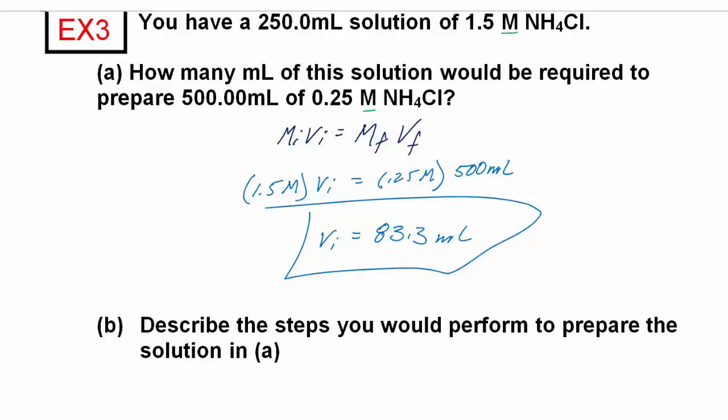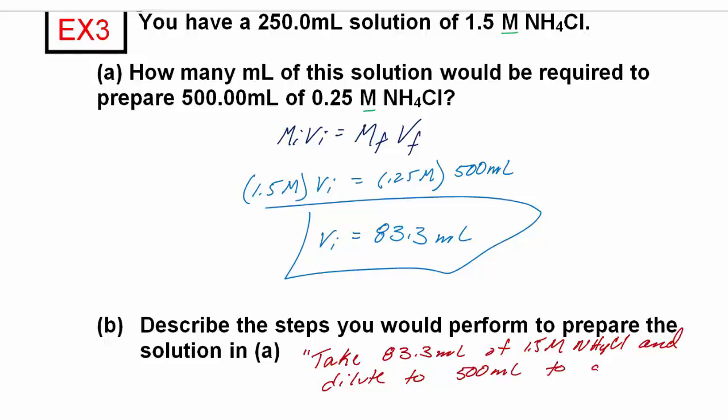Describe the steps you would perform to prepare the solution in A. Remember, take Vi, 83.3 milliliters, of Mi, 1.5 molar ammonium chloride, and dilute to Vf, 500 milliliters, to get Mf, 0.25 molar ammonium chloride. Okay, take Vi of Mi and dilute to Vf to get Mf.